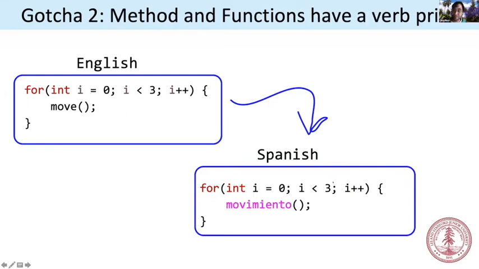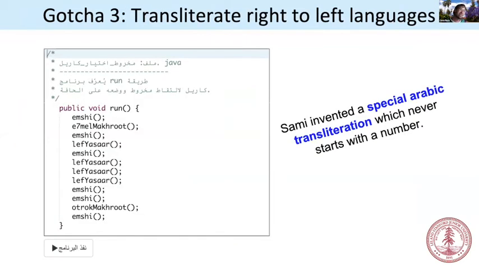Another thing that we learned is method names should have a verb prior. So if somebody says move, they don't mean movement, they mean the action move. And then Sami did this incredibly cool thing, which is we figured out how to do translation to Arabic.